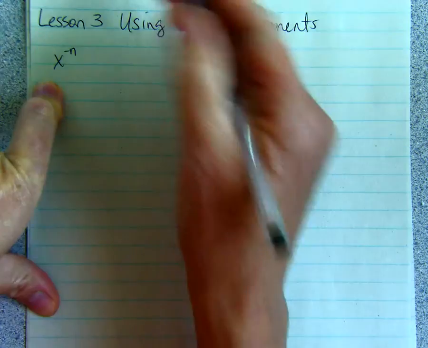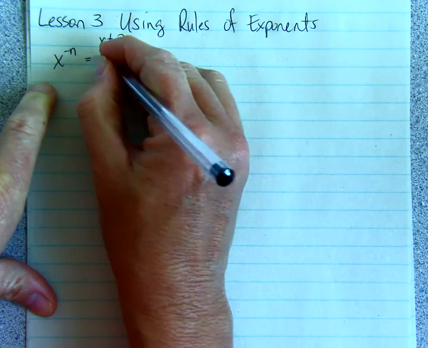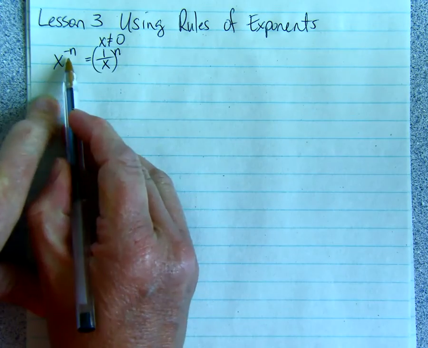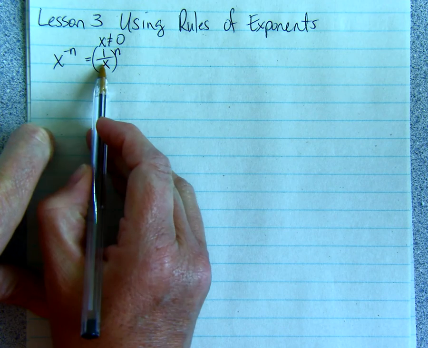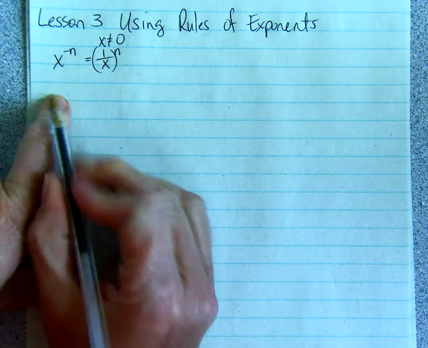So as long as x does not equal 0, we take the reciprocal of x, 1 over x, and raise it to the positive n power. So the negative just means take the reciprocal. So x to the negative n equals 1 over x to the nth power.